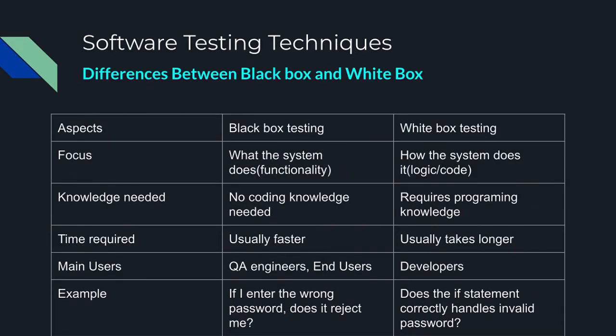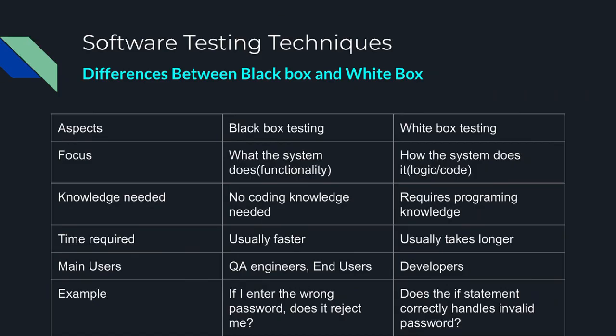What are some of the differences between black box testing and white box testing techniques? Aspect: focus. Black box testing focuses on what the system does, that is the system functionality, while white box testing focuses on how the system does it, the logic and the code. White box testing requires programming knowledge, while black box testing does not require any programming knowledge. Black box testing is usually faster than white box testing.